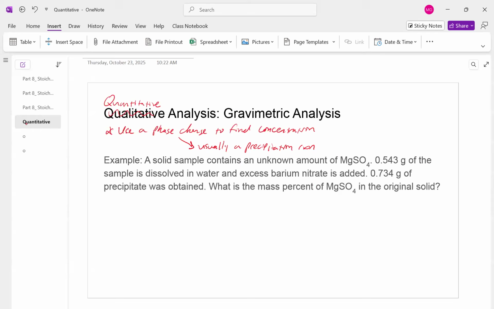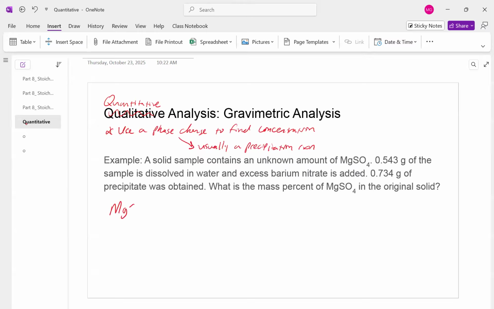All right, so let's jump into the problem here. There's a solid sample that contains an unknown amount of magnesium sulfate. We take 0.543 grams of the sample, dissolve it in water, and excess barium nitrate is added. All right, let's just stop there and draw a chemical reaction for what's going on here.